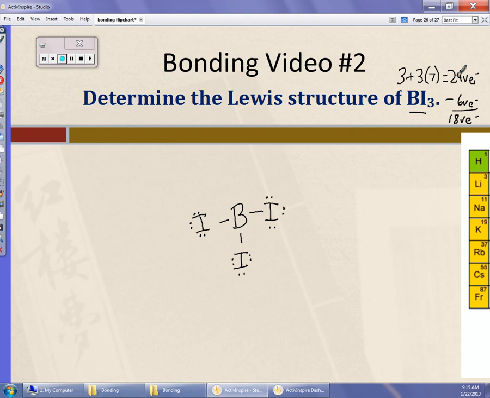First, we have 24 valence electrons. We have 1, 2, 3, 4, 5, 6, 7, 8, 9, 10, 11, 12 pairs or 24 electrons. That's good. Next, do they have octets? Iodine has 1, 2, 3, 4 pairs or 8 electrons. It has an octet. This iodine also has 8 electrons. It's an octet. The last one has an octet. And boron is the exception to the rule. It only has 3 bonds or 6 electrons. So this is done.